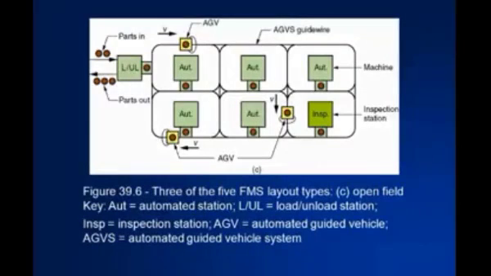This one is the open field layout, and here, instead of the conveyor belts, the AGVs, automated guided vehicles, are used, and they are taking and transporting the parts between the machines. So this is another layout of the FMS system.